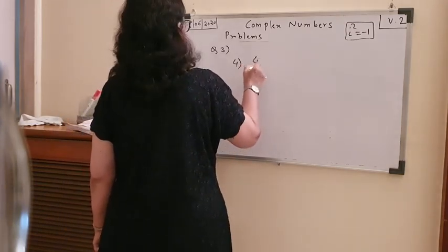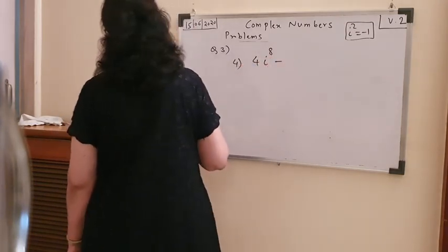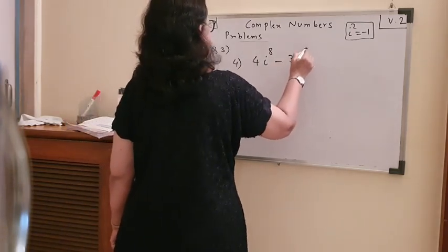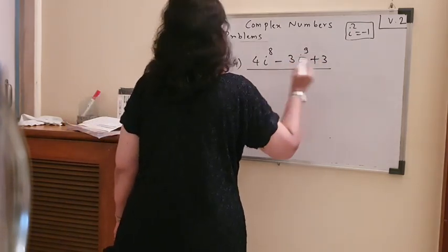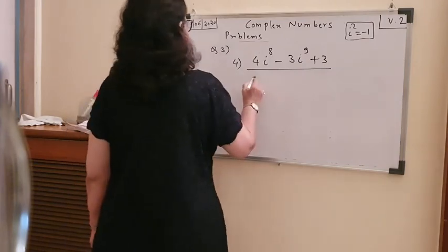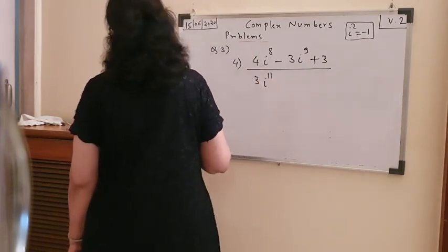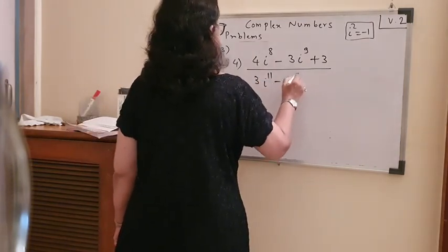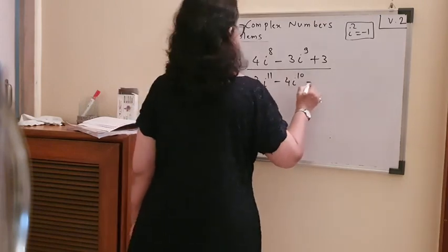In that, 4i raised to 8 minus 3i raised to 9 plus 3, whole thing upon 3i raised to 11 minus 4i raised to 10 minus 2.